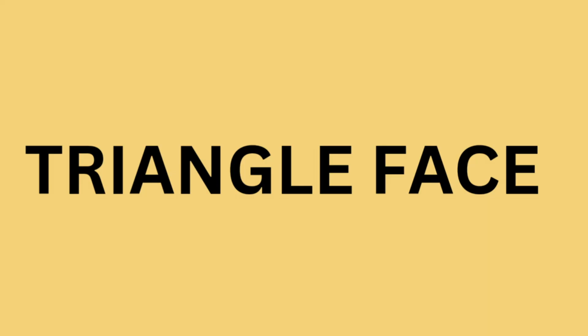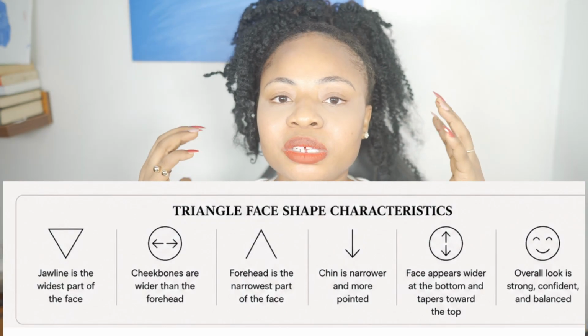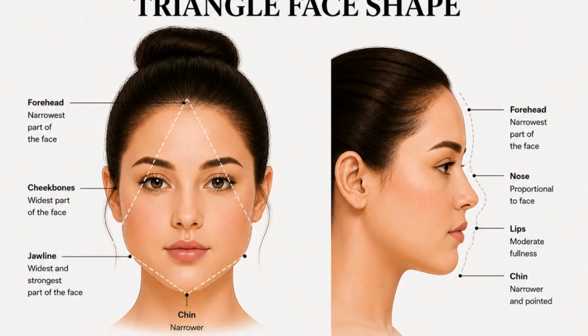How do you identify a shape that is triangular? The first feature that you're going to notice is, just like a triangle, the jawline tends to be the widest part of the face. And just like a triangle, the cheekbone tends to be wider than the forehead. That is, the forehead is the narrowest part of the face. Another thing is the chin tends to protrude, it tends to be long. That is, it's narrower and pointier. So in a triangle, the face appears wider at the bottom and then it sort of tapers at the top. And there you have it, the 7 shapes that most faces tend to fall into.